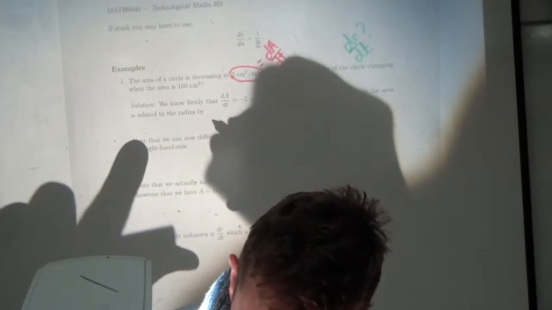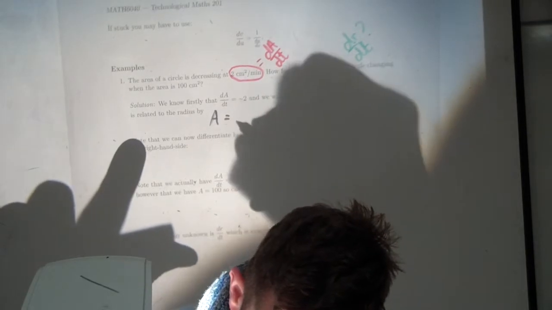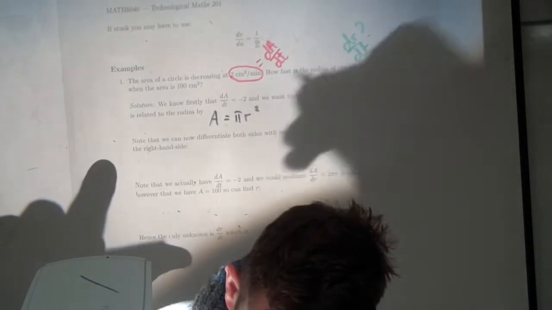So what we're just going to do first. We've got some information: dA/dt. Why have I got -2? Decreasing. Good. And we want to know dr/dt. We know that the area is related to the radius. We'll just write that down at this point. So the area of a circle is pi r squared.